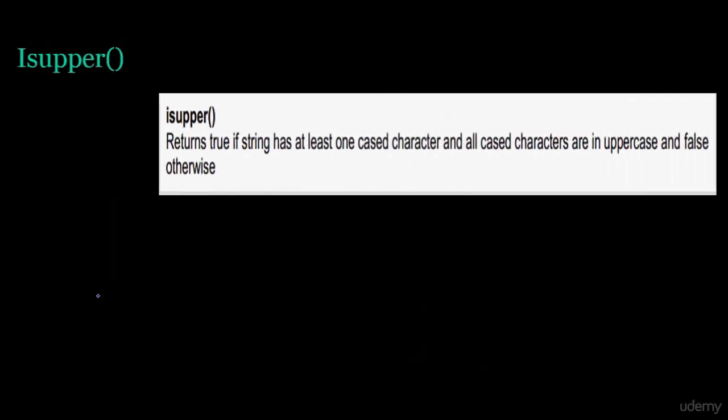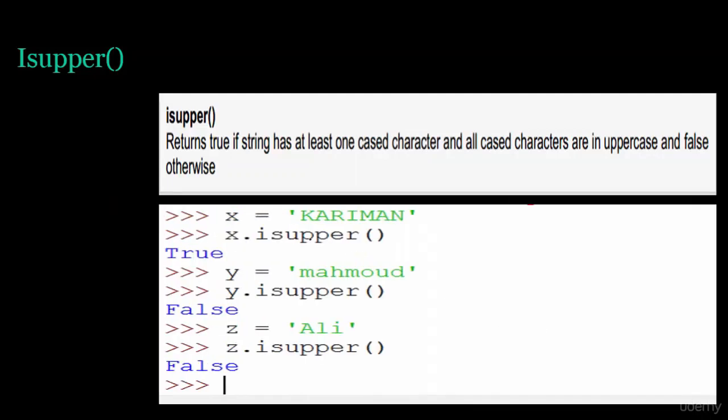isupper returns true if the string has at least one cased character and all the cased characters are in uppercase, and false otherwise. If we look here, x equal to CARYMAN. If I type x.isupper, it will give us true because all letters are capital. If I type y equal to Mahmoud, then y.isupper will give us false because all letters here are small letters.